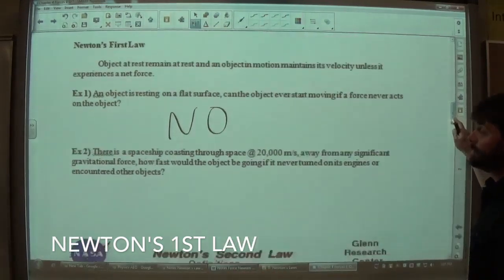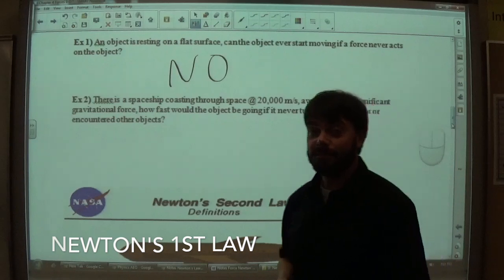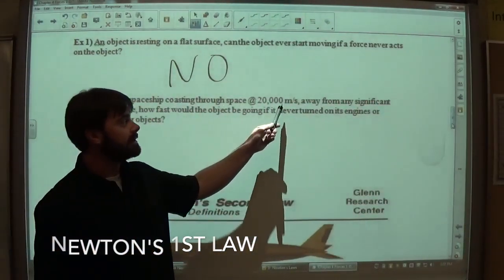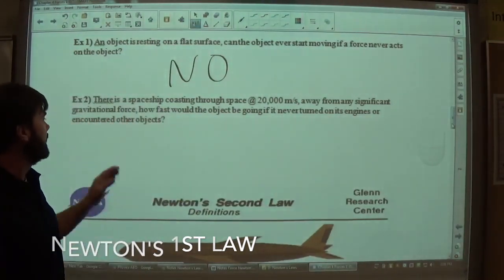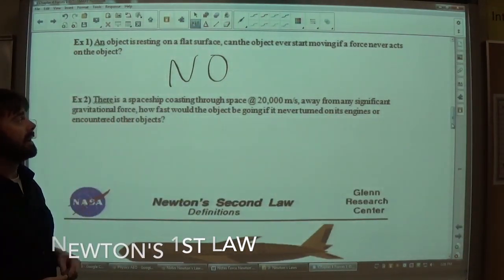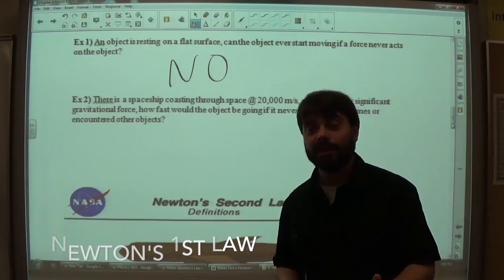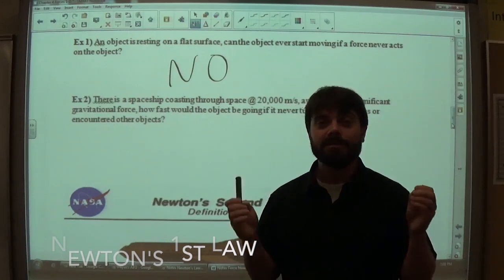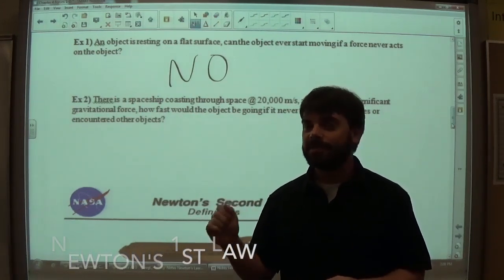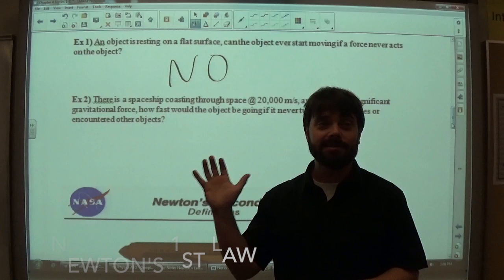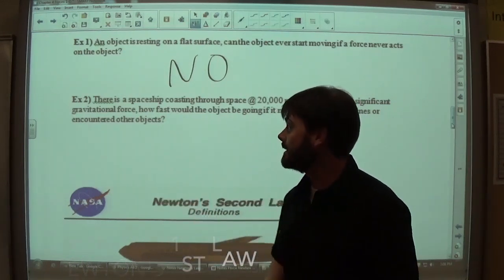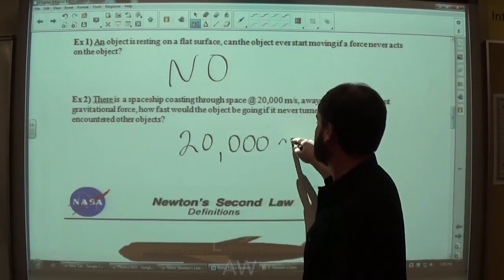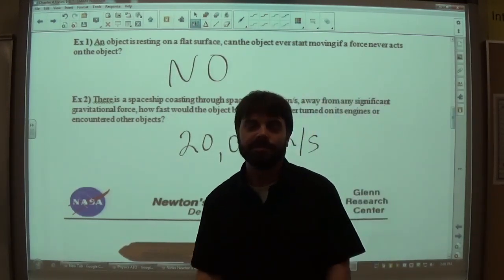Reading through example 2, it says there's a spaceship coasting through outer space. It's traveling at 20,000 meters per second away from any significant gravitational force. How fast would the object be if it never came in contact with gravity or other friction, so no other net forces? Even if its engines are off and it's coasting, it has inertia, so it just continues to keep moving. It's always going to be going at 20,000 meters per second. There's no way for it to slow down, speed up, or change direction.